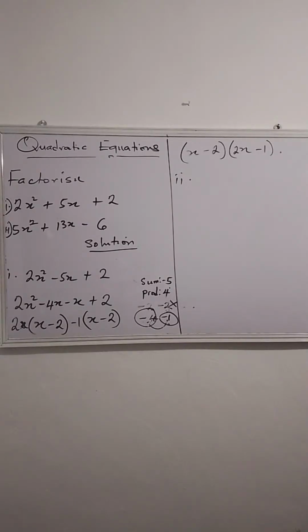Okay. Somebody is complaining that he can't see the question very well. So the second question is 5x squared plus 13x minus 6. So by now you should have finished. 5x squared plus 13x minus 6. Okay. All right. So by now we should have finished.